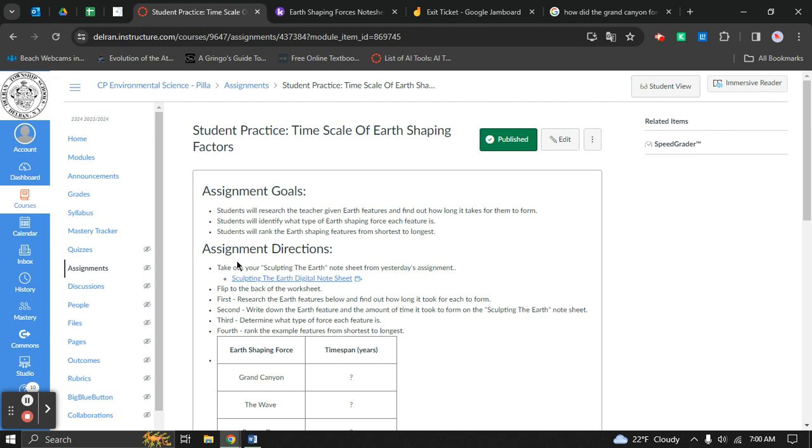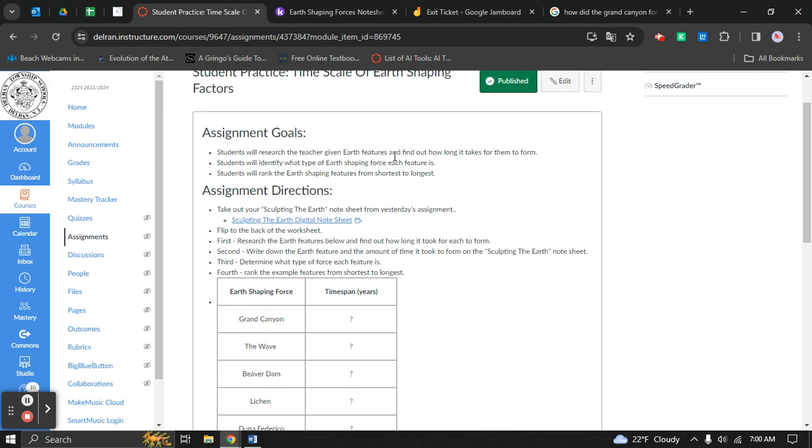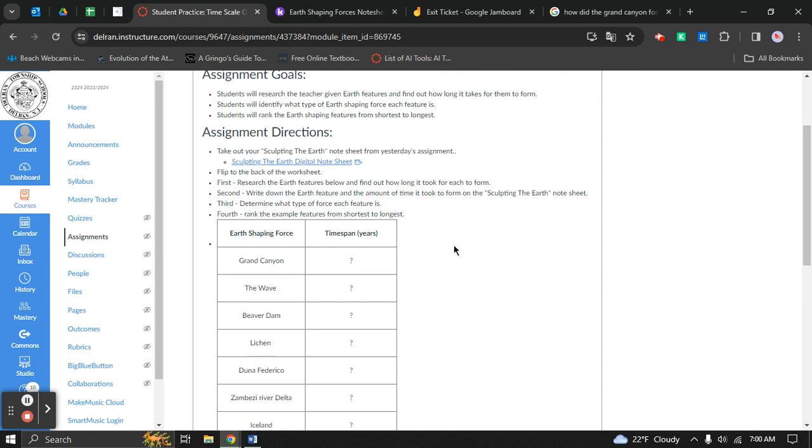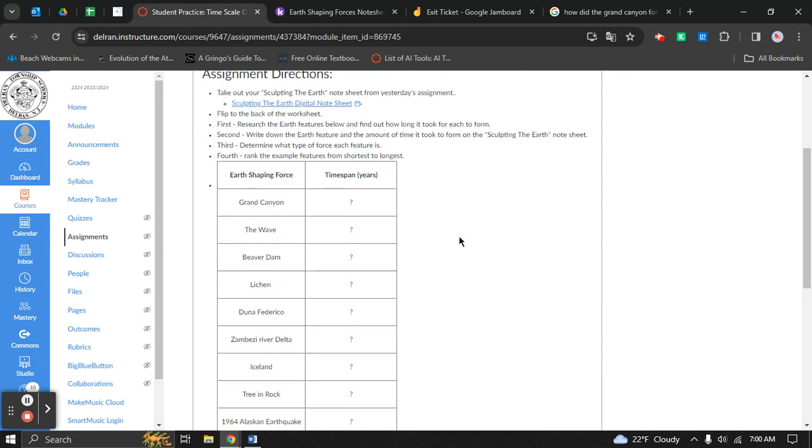So let's read the directions. It says that you are going to research a teacher-given Earth feature, figure out how long it takes to form. You're also going to identify what type of feature that is, what type of Earth-shaping feature, and you're going to rank them from shortest to longest. The goal here is just to get an idea of how long each type of these Earth-shaping forces takes. Some of them are shorter and quicker than others, some are very long.